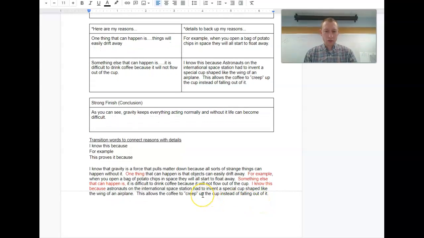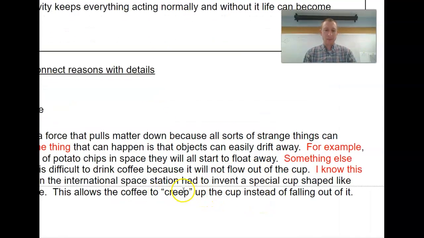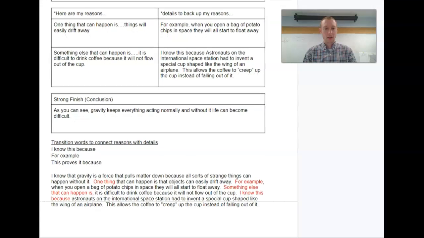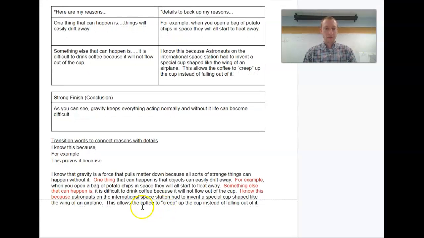Why did I put the word creep with quotations? Well, I did that because that's a word I took directly out of the text. That's not my word, right? That's the word from the text. I can't just steal that without using it. I mean, is that a word I would use? If it was just me, I would say it would allow the coffee to kind of like slither up the cup or move up the cup or flow up the cup, but they used the word creep, and I like that word. So I used it, but I had to give them credit for it. So that's why I put it in with quotations.